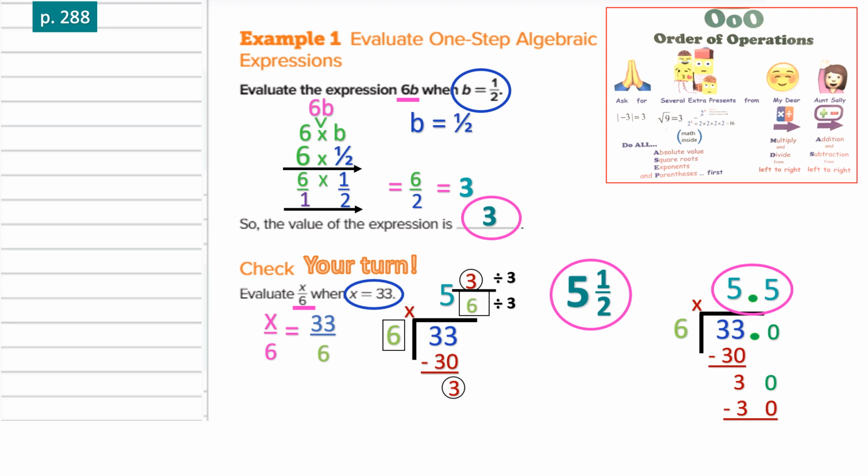No, they aren't the same number, but they are the same value. So I will give you credit if you put 5 1/2, or if you put 5.5, which is 5 5/10, which is 5 1/2.